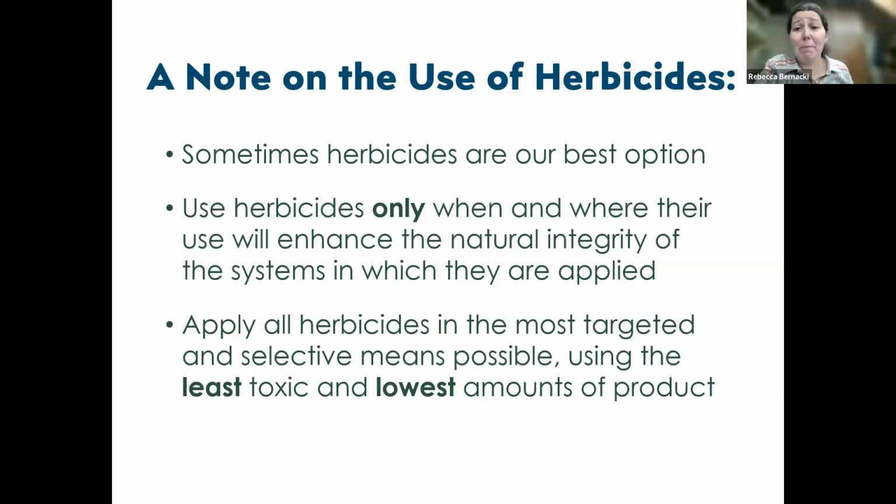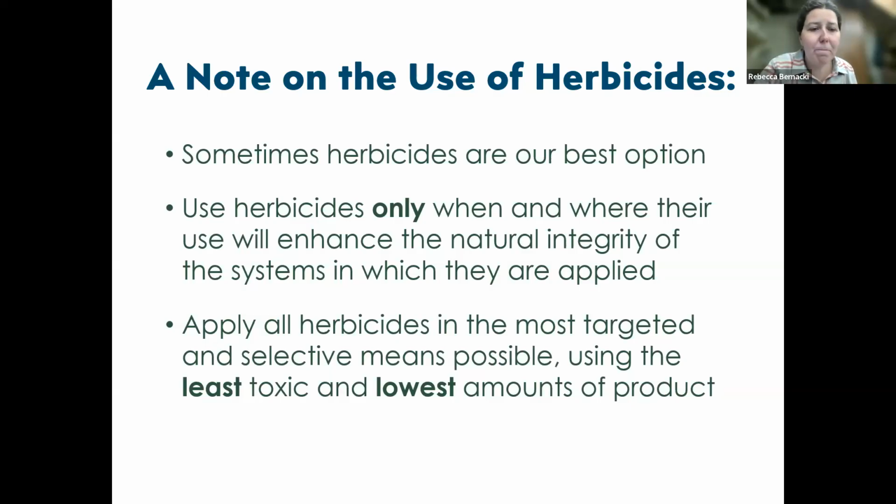Sometimes herbicides are our best option. So maybe we have a really dense infestation or something. Last Friday, I actually gave a talk to some DOT folks, and we talked about IPM and why sometimes herbicides are our best option. It may be that that species has a sap that can harm us and we don't want to mechanically manage it and chance getting that sap on us. Or it could be a species that spreads via fragmentation and we don't want to risk breaking that species up with mechanical management.